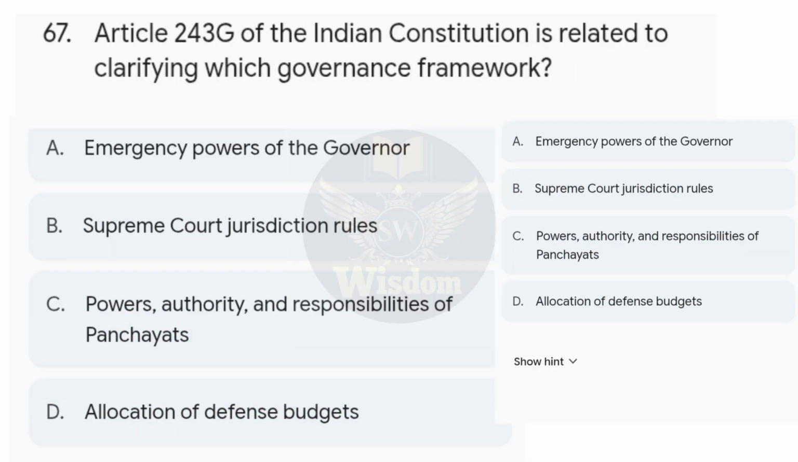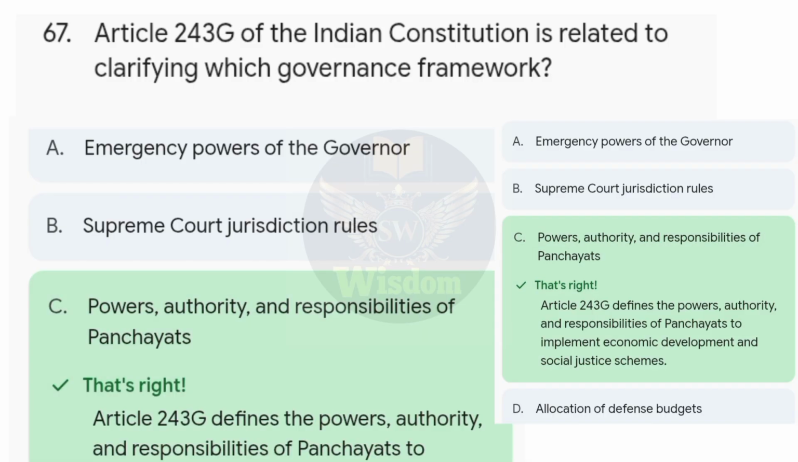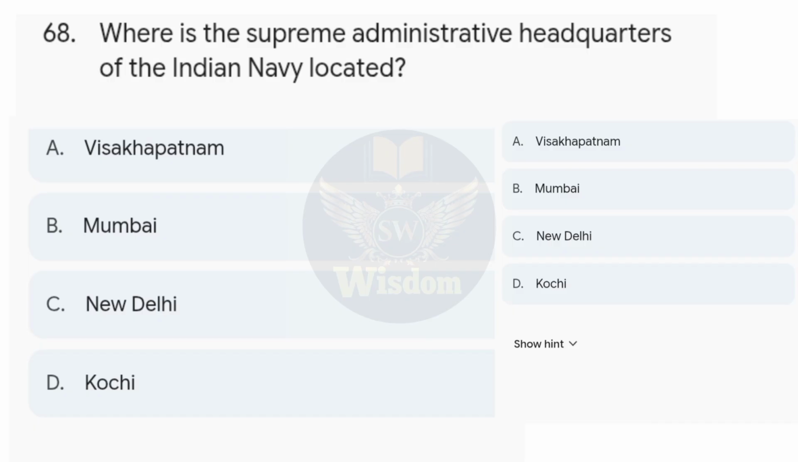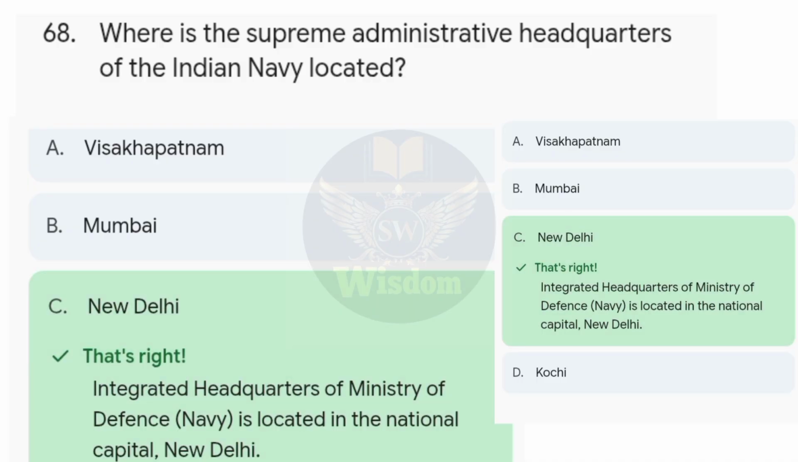Next question. Article 243G of the Indian Constitution is related to which governance framework? The correct answer is option C, powers, authority and responsibilities of panchayats. Next question. Where is the Supreme Administrative Headquarters of the Indian Navy located? The correct answer is option C, New Delhi.